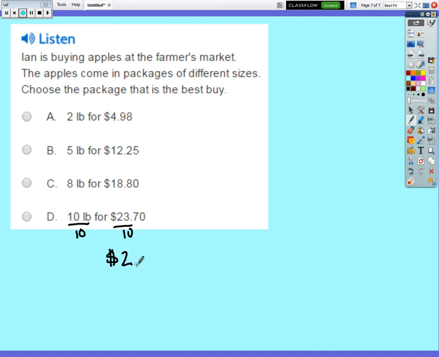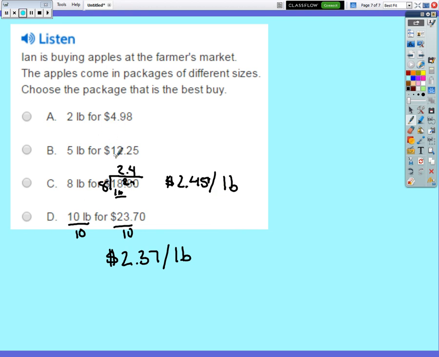So this is going to be $2.37 per pound. I go to the 8 pounds for $18.80. I'll divide this by 8. Decimal point, that gives me 2. That's 16. I'll have 2 left over, I believe. Yep, that's 28. 8 goes into 28 3 times. That gives me 40. So that's going to give me $2.35 per pound. So far, the last one's the best deal.